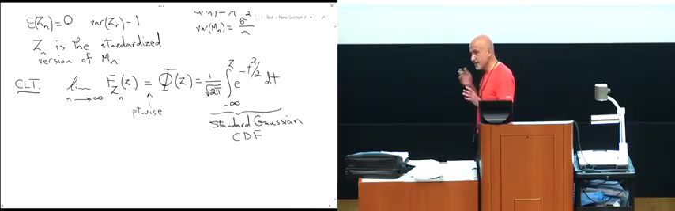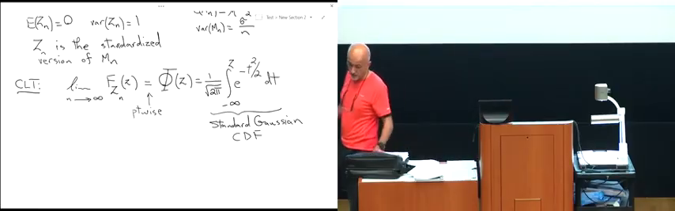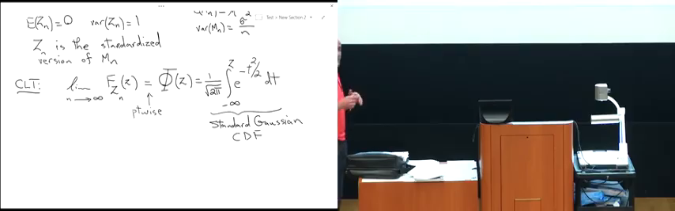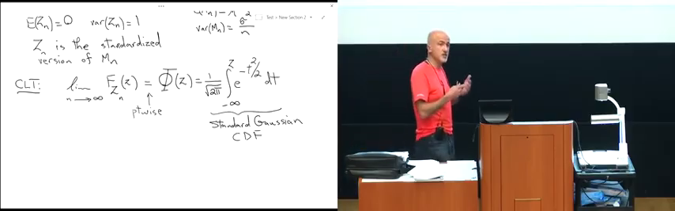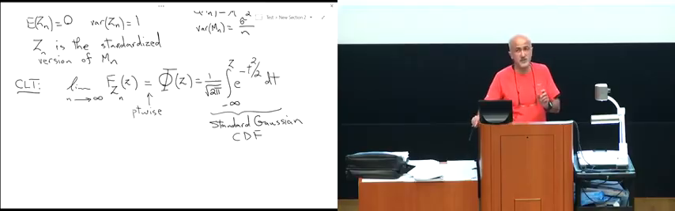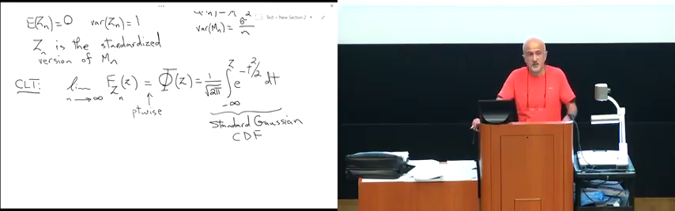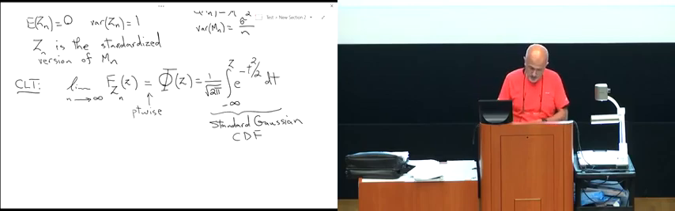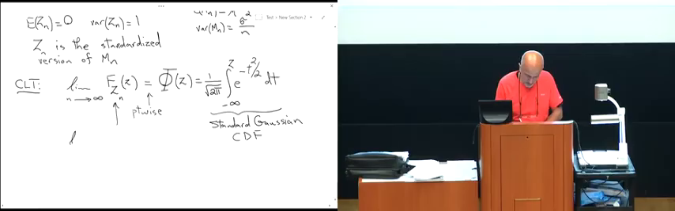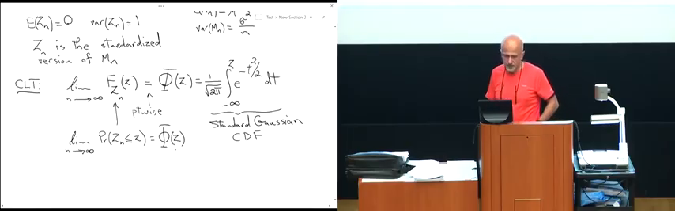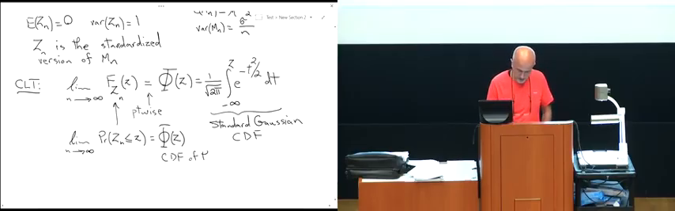So qualitatively, for a lot of the random variables that we've studied, the PMF or the PDF does approach that of a Gaussian, but that's not the statement of the CLT. The statement of the CLT is that the limit of the probability that Zn is less than or equal to some threshold approaches that of the CDF of the Gaussian. So this is the CDF of the Gaussian.